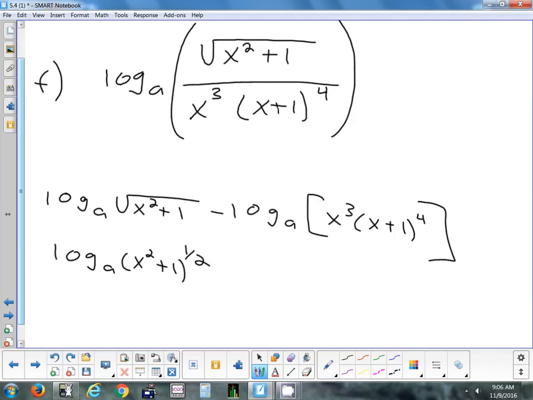So when they say to express powers as factors, that includes hidden powers as well. Anytime you have a square root, there's a hidden power there of 1/2. Okay? And that's what we learned about radicals.